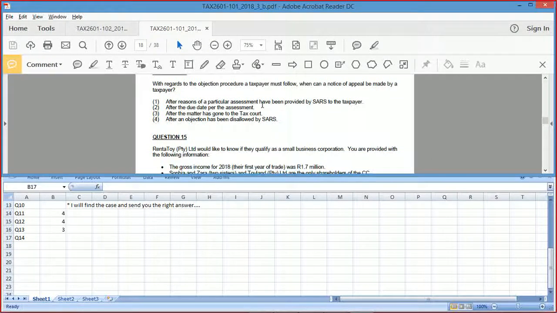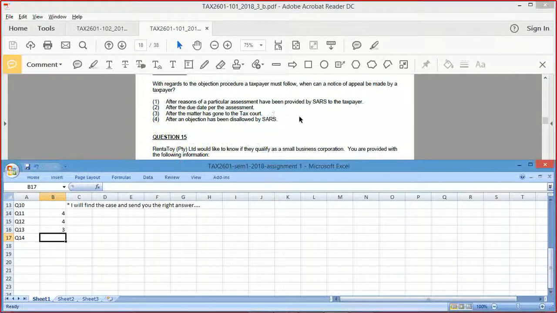14. With regards to the objection procedure a taxpayer must follow, when a notice of appeal must be made by a taxpayer. Okay, so what do we do after this? After the objection, think back to that diagram that you just saw. An objection means what? We're not happy with who? The SARS assessment. Do you agree? Yes, sir. Okay, so if I'm objecting, what happens after that? When can a notice of appeal be made?